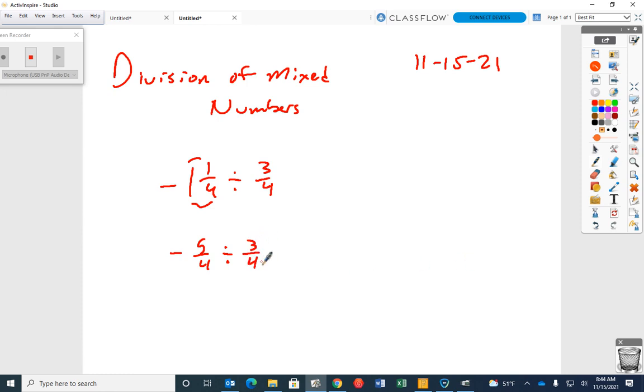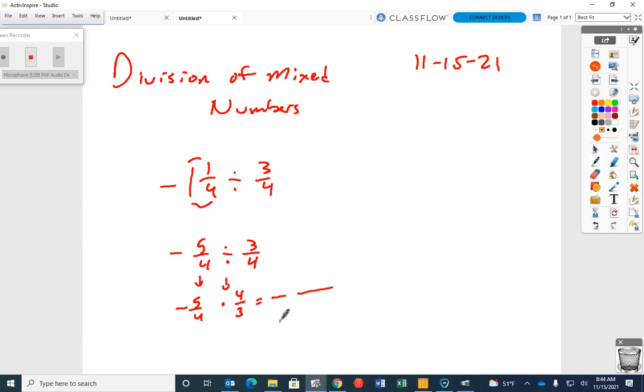What's my rule? Copy dot flip. So I'm going to copy, this is going to be converted to multiplication, and then flip 3/4 to 4/3. Now, before I even multiply or cross cancel, I'm going to determine my sign. Are these different signs? Yes, so it's going to be a negative.